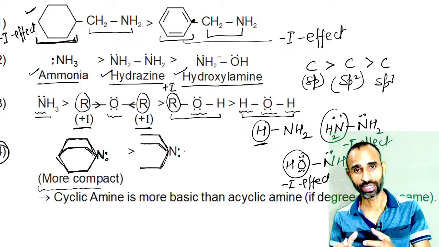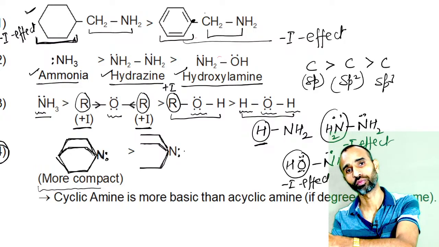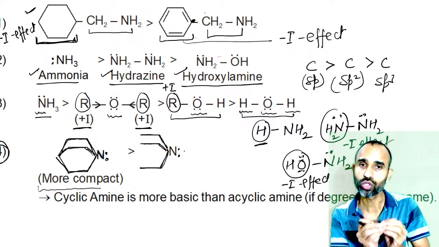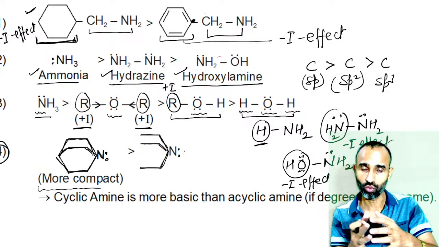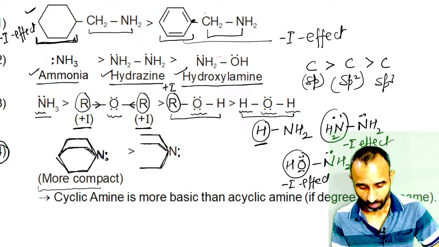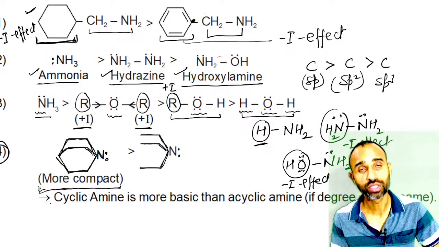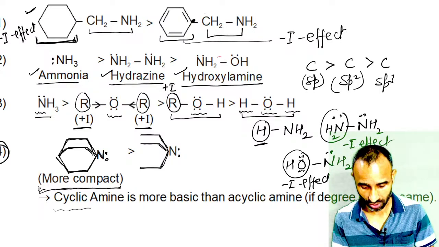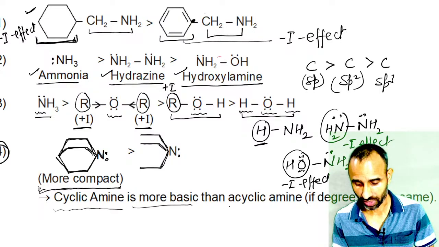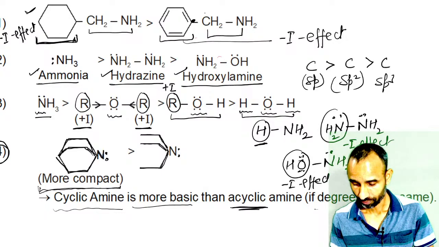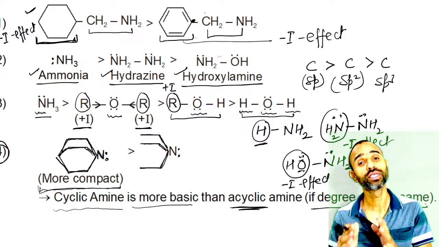because it will not go to the acceptor, acceptor will come close to it. So to come close to it, it should be sterically less hindered. So that's why more compact amines are more basic than open chain amines. That's why it is written cyclic amines is more basic than acyclic. Acyclic means open chain, if degree of nitrogen is same.